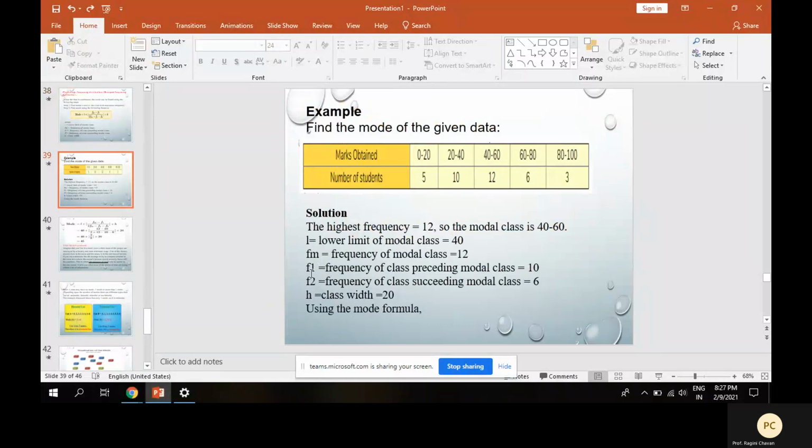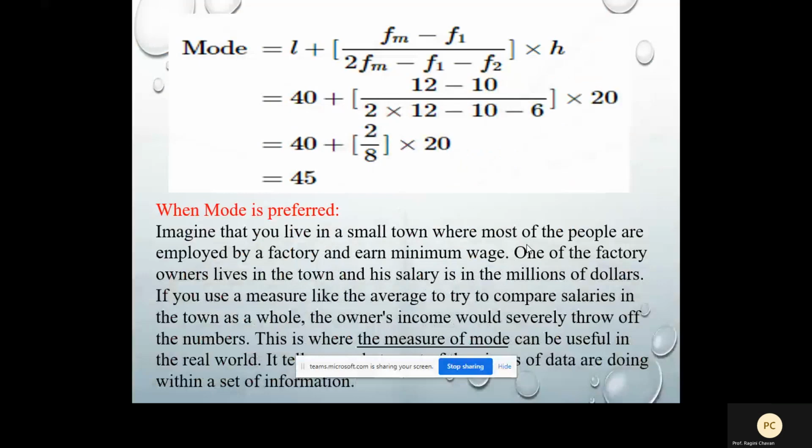F1, that is the frequency of the previous class of the modal class, is 10. F2, the frequency of the next class of the modal class, is 6. h is the class width, that is 20. Therefore, after putting all the values in the mode formula, we have the mode value as 45.